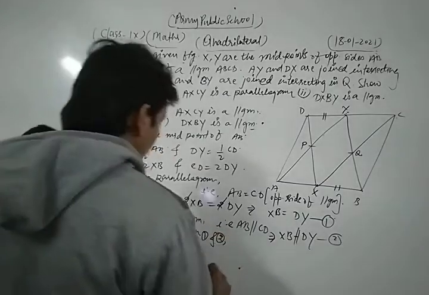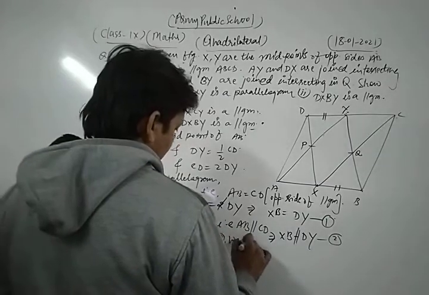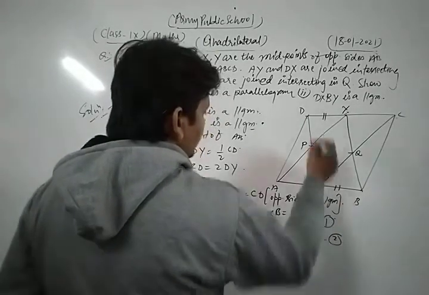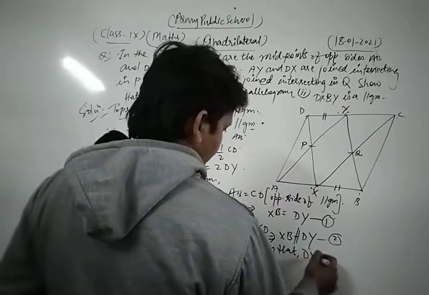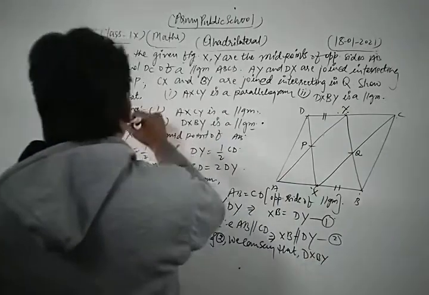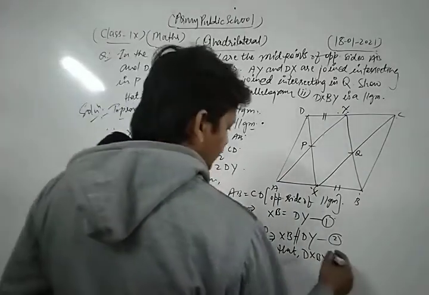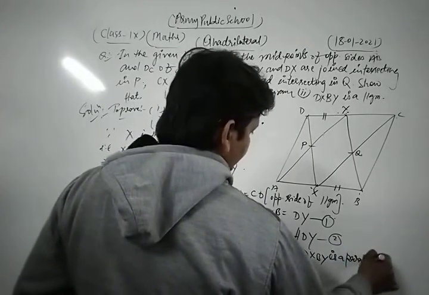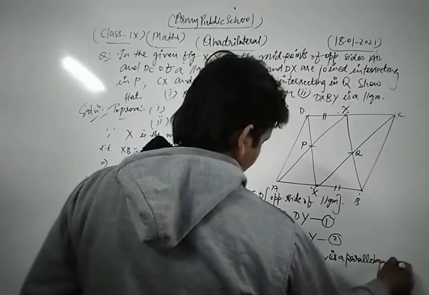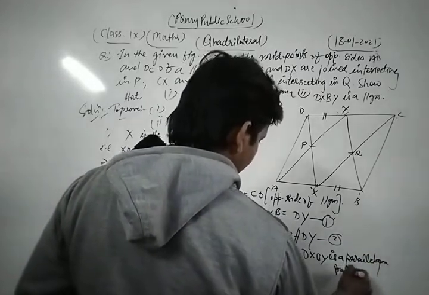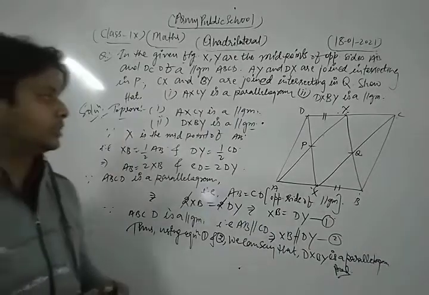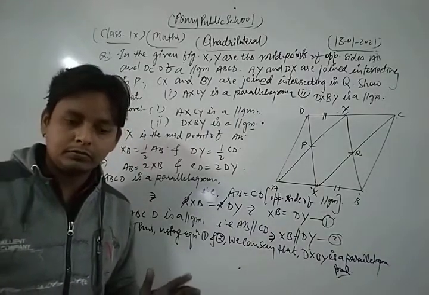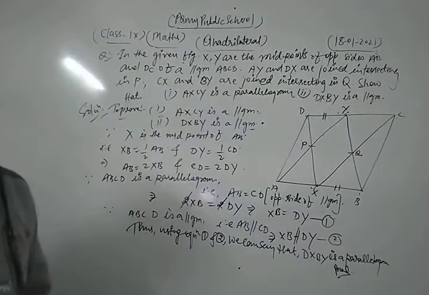Using equation 1 and 2, we can say that DXBY is a parallelogram, hence proving the second result. This is a very important question, so please do more and more practice of this type of questions. Okay, dear friends.